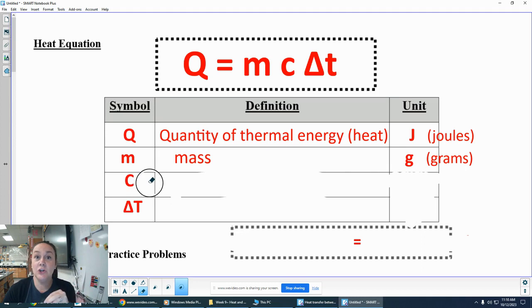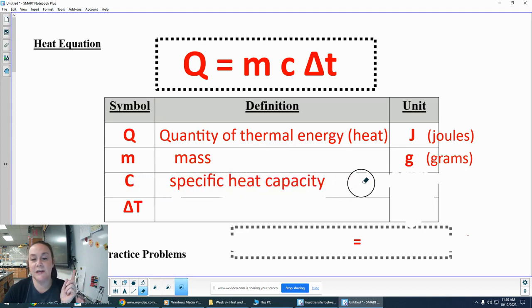C is our new idea here. This is specific heat capacity. Each material will have its own specific heat capacity, or its C value, and that is joules per gram degree Celsius. And you will have to memorize the water one, 4.18. I know your new favorite number is 4.18 now. It used to be 1.00 for the density of water, but now your new favorite number is 4.18 joules per gram degree Celsius.